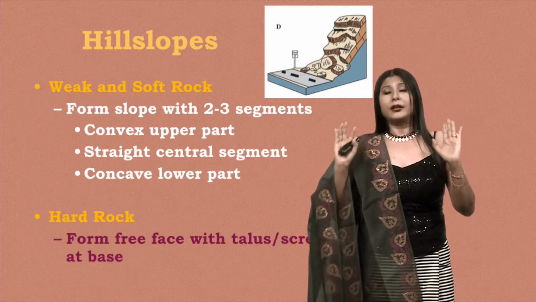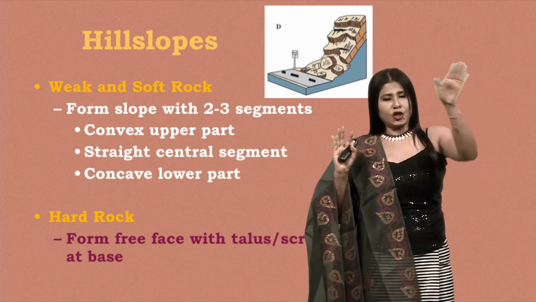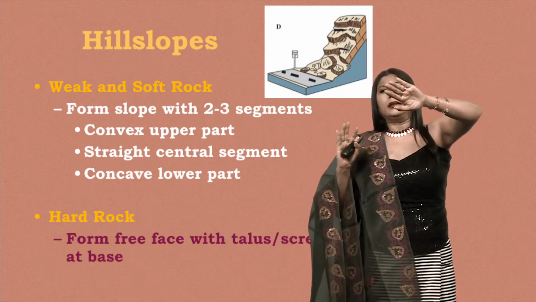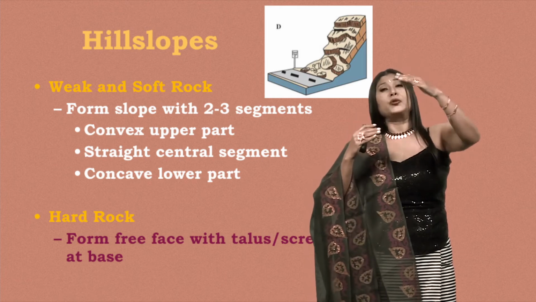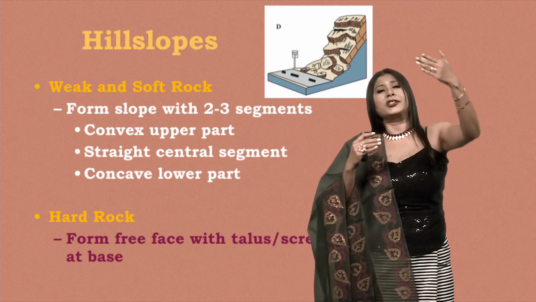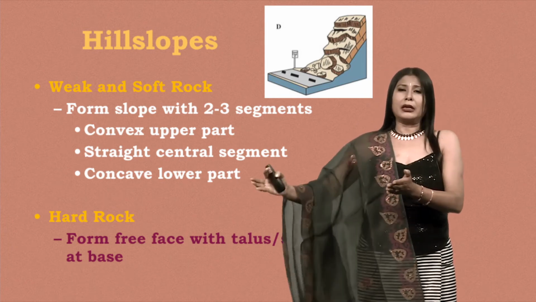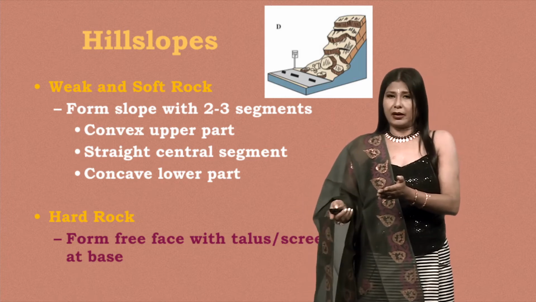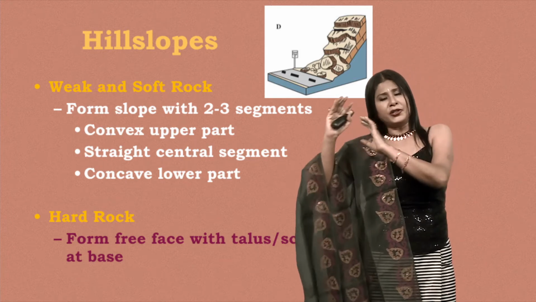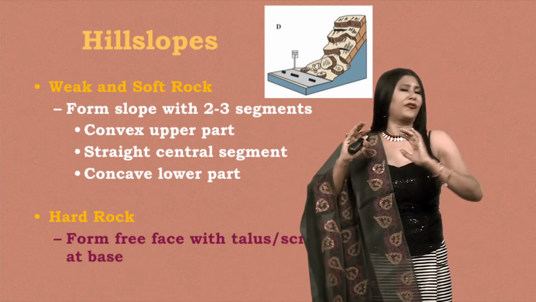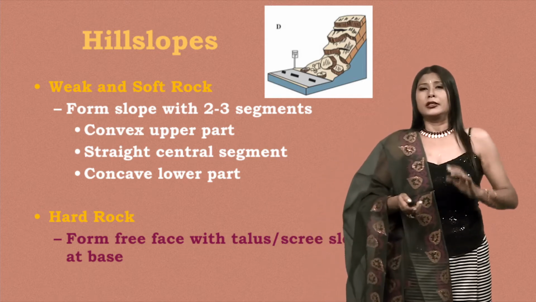Hill slopes have three components: the top convex form, the central or middle part which we call the rectilinear or straight slope, and the lower concave part. And hard rock and soft rock play a very important role in slope formation.